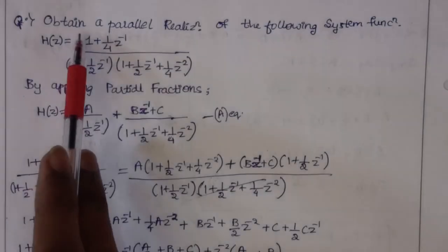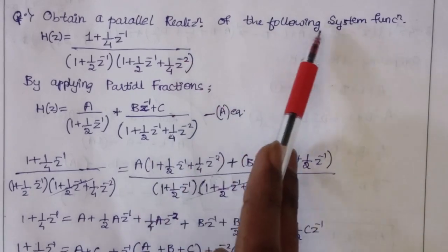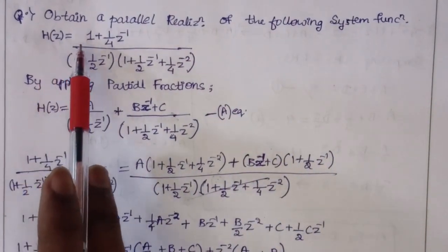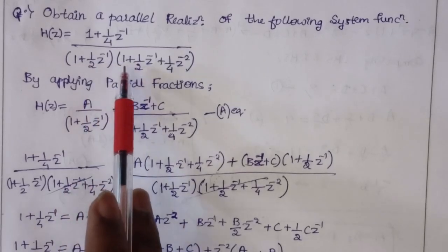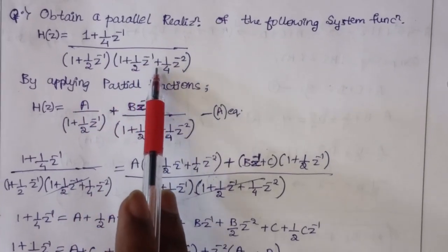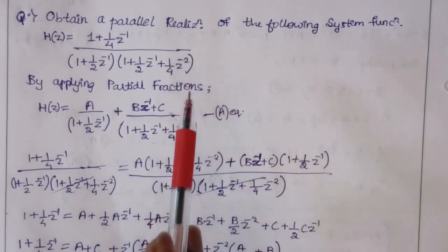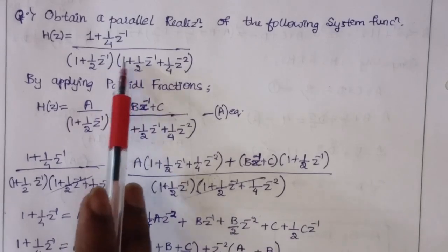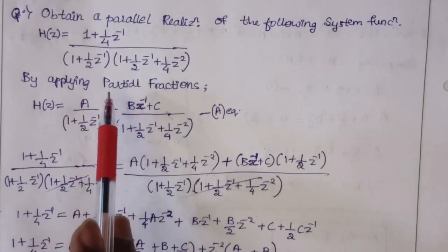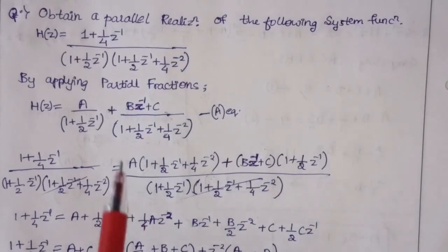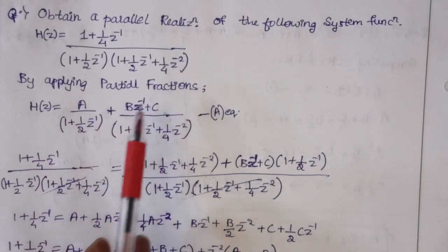The question given is: obtain a parallel realization of the following system function, H(z) = (1 + 1/4 z^-1) divided by (1 + 1/2 z^-1)(1 + 1/2 z^-1 + 1/4 z^-2). Since this is in the form of an irreducible rational function, we have to simplify this function by applying partial fractions.